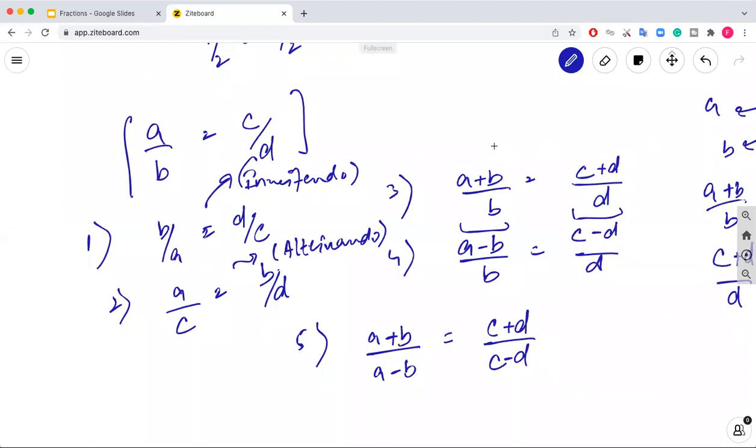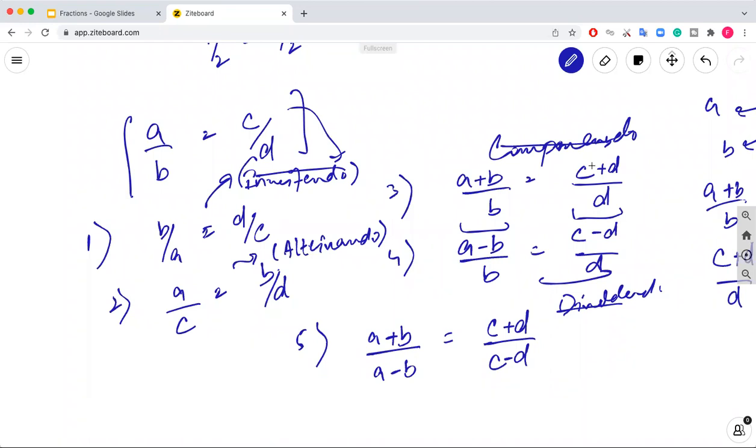This is actually the componendo form. This is dividendo. And the last one is componendo dividendo. You actually don't need to know these names, but I'm just showing you that these could be twisted this way. In some forms you're cross multiplying, in some you are just taking the reciprocal, right?